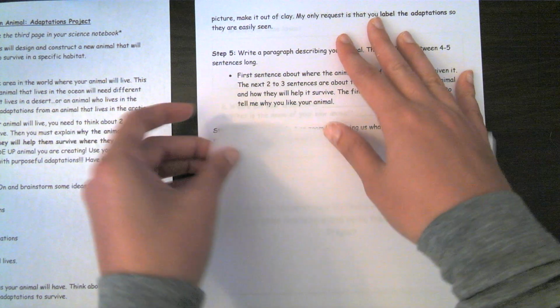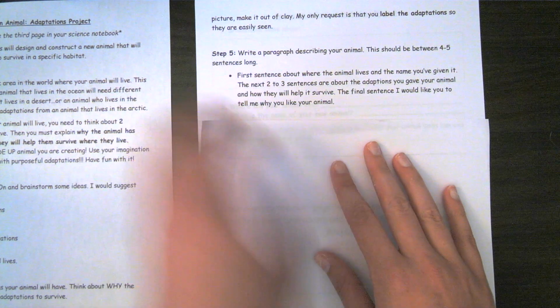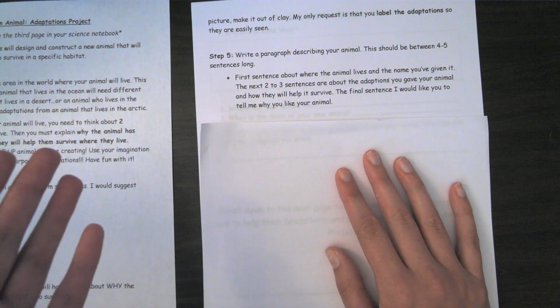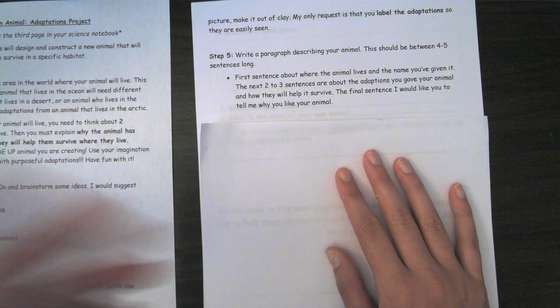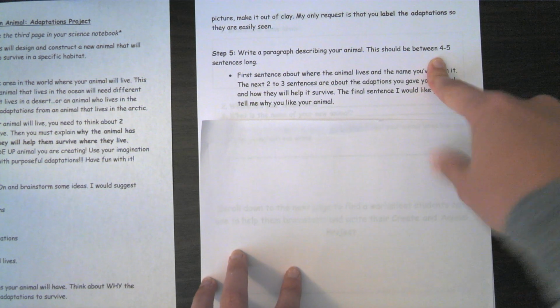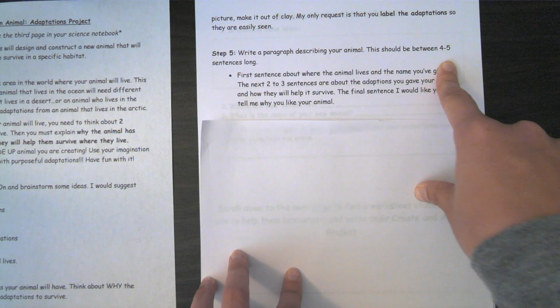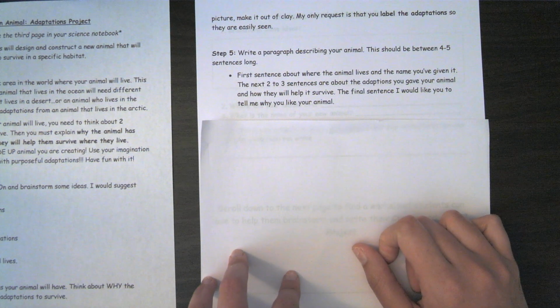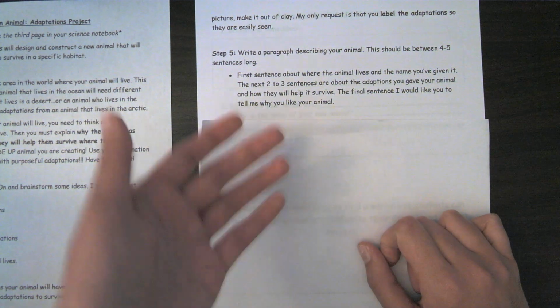All right, step 5, you're going to write a paragraph and you're going to describe your animal. Remember, a paragraph is like 3 to 5 sentences. I'm asking that you do at least 4 to 5 sentences. You're going to have your first sentence where you tell me where your animal lives and the name you've given it.